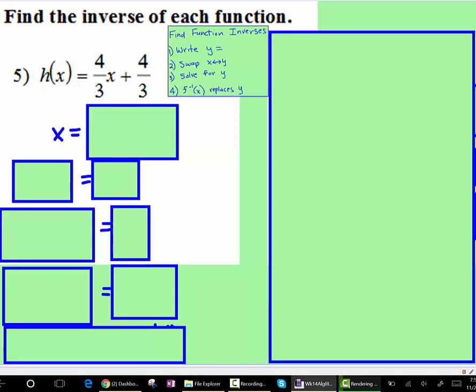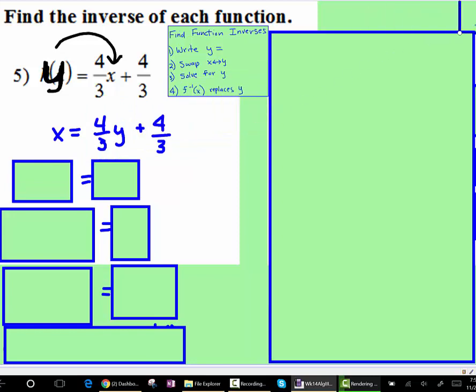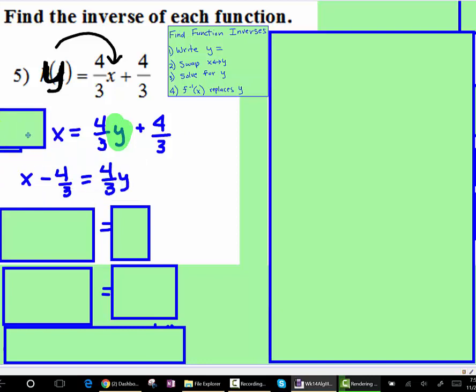So here is our original function, and I'm just going to rewrite that as y is equal. Now I'm going to swap the x and the y, which is what I did right here. That's all I did. And now we need to get that y by itself. So we're going to subtract 4/3 to both sides, which leaves us with those two zero out. All right.